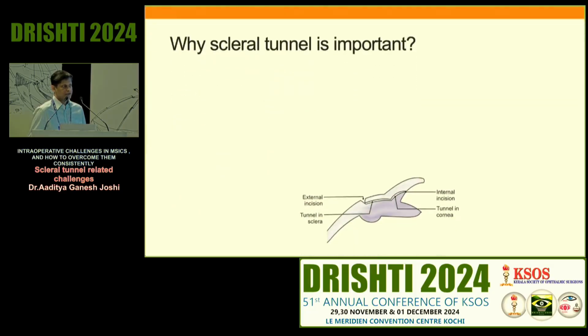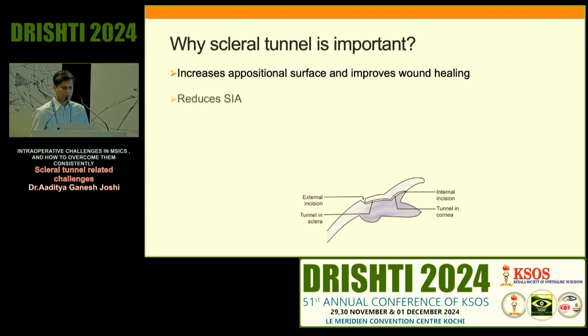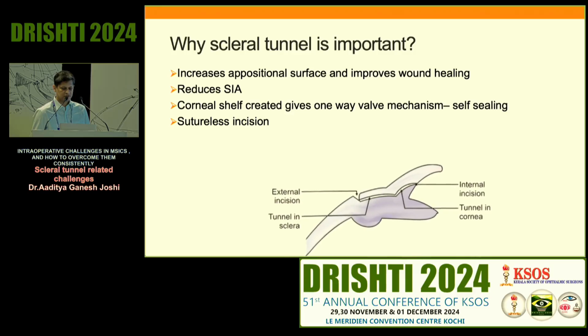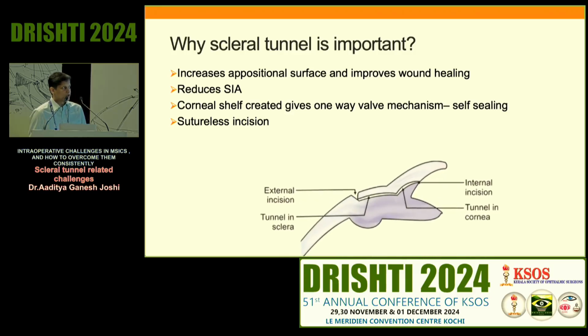Why is the scleral tunnel so important? Because it gives a more oppositional surface and improves wound healing. It can reduce the surgically induced astigmatism. Then it creates a three-valve mechanism which makes the tunnel self-sealing, and hence it becomes a sutureless incision. This is how the cross-sectional anatomy would appear.